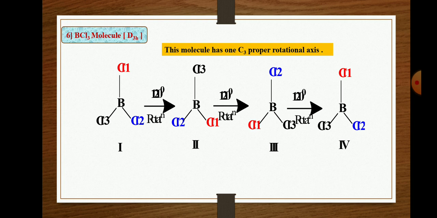The first and fourth are exactly the same, and hence, on the basis of the formula n is equal to 2 pi upon theta, we get n is equal to 3. Therefore this molecule has one C3 proper rotational axis.